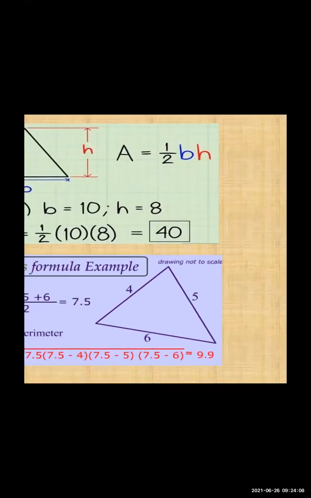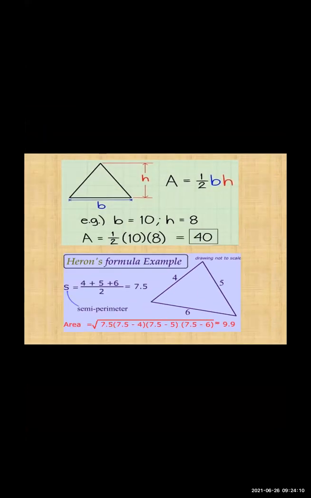Okay. So these are the examples of how to find the area by using two different formulas. One is Heron's formula and one is the normal one, which we use all the time, that is 1/2 into base into height.